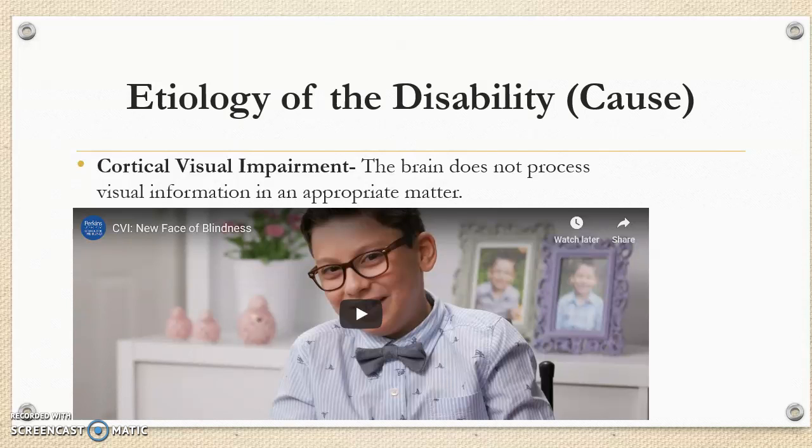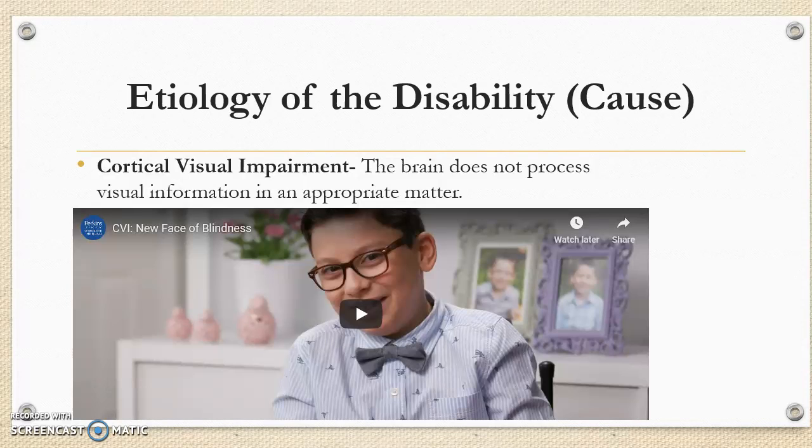This is a condition in which the brain does not process visual information in an appropriate manner. This can be due to trauma or malformation of brain structures. Most people with CVI have normal eyes, but they may have a variety of visual impairments, such as not being able to see in a noisy room or identify faces.